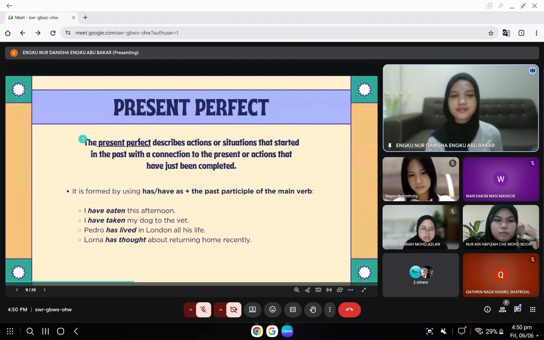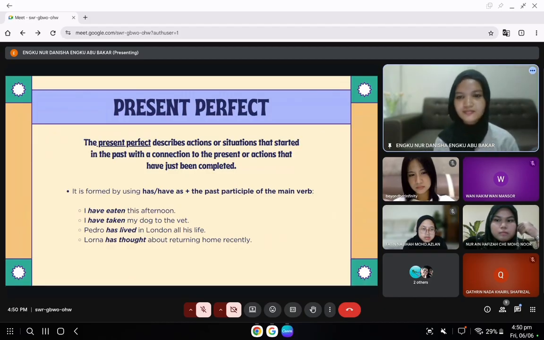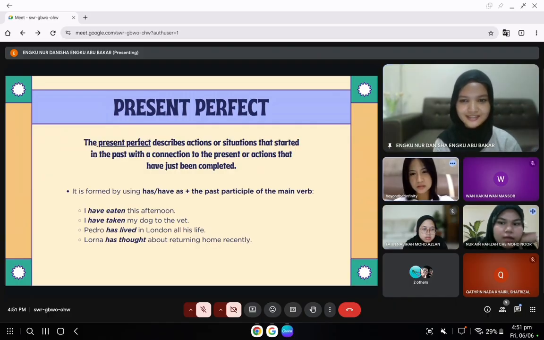Okay, moving on to present perfect. The present perfect describes actions or situations that started in the past with a connection to the present or actions that have just been completed. So can you see the difference between simple past and present perfect? Yes. Present perfect is formed by using has or have with the past participle of the main verb, as explained by teacher Hani just now in her class.